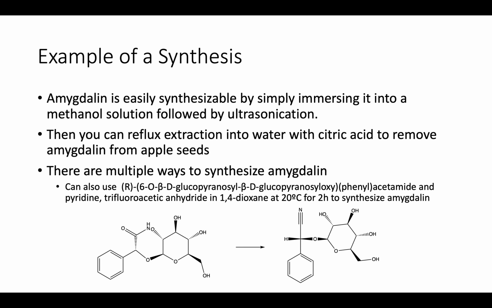Amygdalin can easily be synthesized by simply immersing it into a methanol solution followed by ultrasonication. Then you reflux the reaction with an extraction into water with citric acid to remove amygdalin from the apple seeds. There are multiple ways to synthesize amygdalin, however, a good example is below. You can use this compound and pyridine trifluoroacetic anhydride in a 1,4-dioxane solution at 20 degrees Celsius for 2 hours to be able to synthesize a good yield of amygdalin.